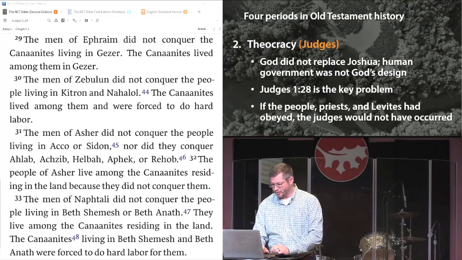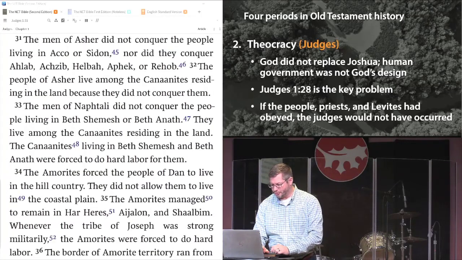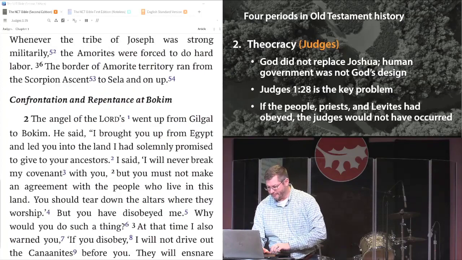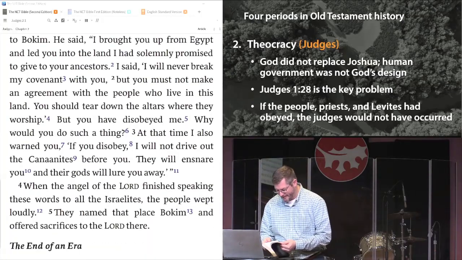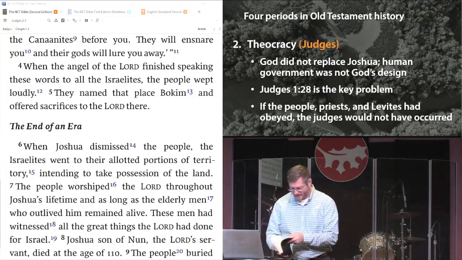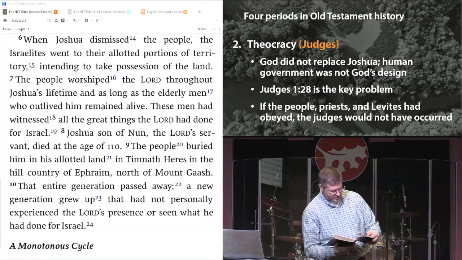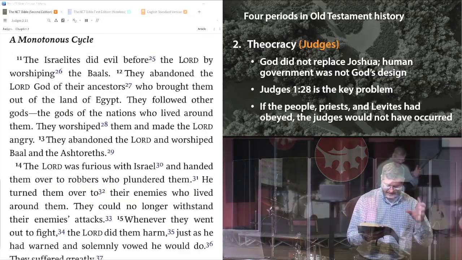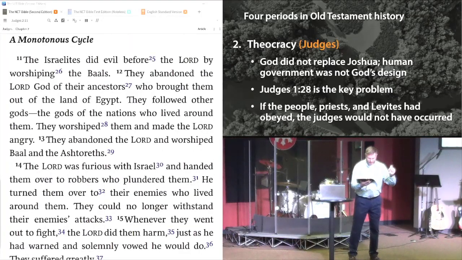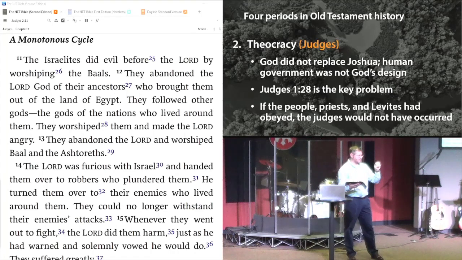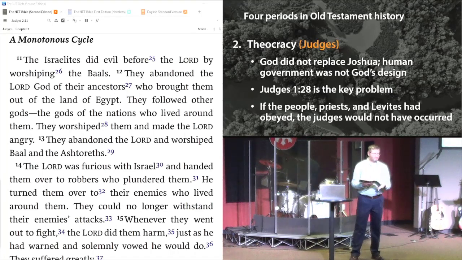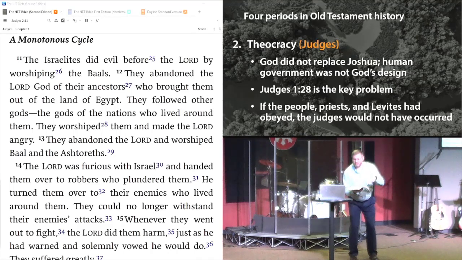And in chapter 2, starting at verse 11, we find this cycle. In Judges chapter 2, starting in verse 11, the Israelites did evil before the Lord by worshiping the Baals, these false gods, which is exactly what God said would happen in the book of Deuteronomy.